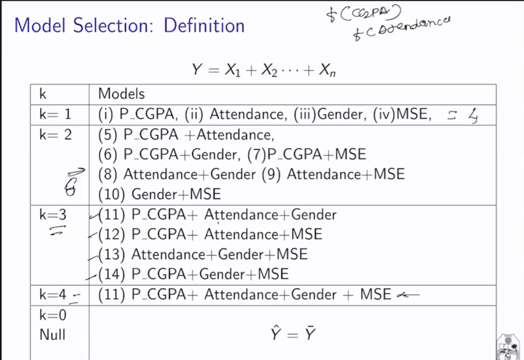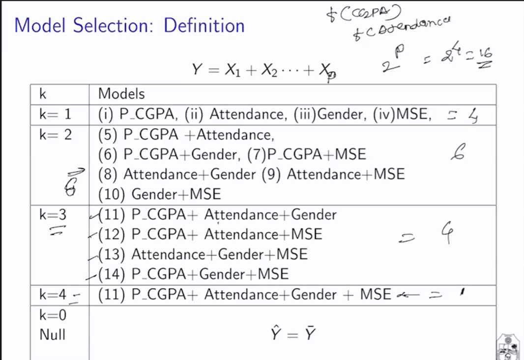And if there are p number of input features, then there are 2 to the power of p possibilities for developing the model. Here there are 4 variables, so there are 16 models you can develop. Here these are the 4, here 6 plus 4 is 10, here 4 more is 14, and this is one more, 15.